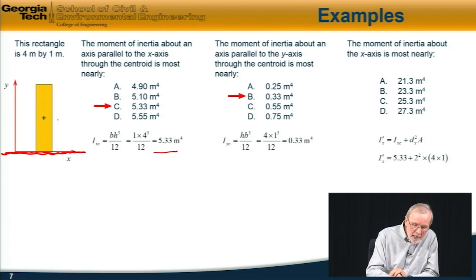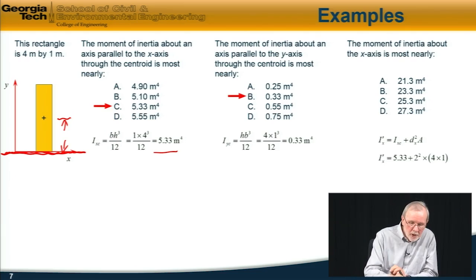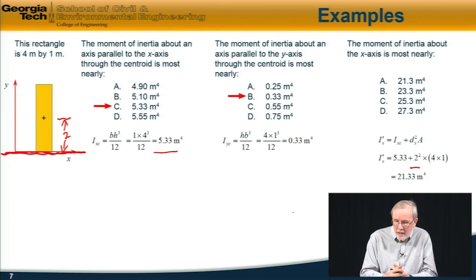The distance dx is the distance of the centroid from the x-axis, and this rectangle is 4 meters tall, so by symmetry, that is 2 meters above the x-axis. So it's 2 squared times the area, which is 4 times 1, and the answer is 21.33 meters to the fourth. So the best answer is A.